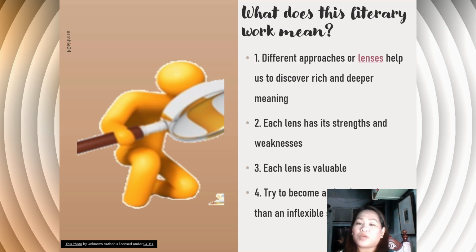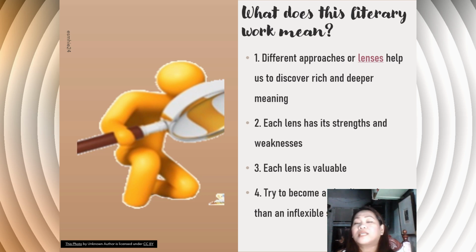It seems like we are using eyeglasses. That we need to use the eyeglasses for us to be able to read, okay, clearly the text. But here in literary criticism, we use the lenses by identifying the connection of the author, the text, and the reader's understanding of the text. Okay, so it has strengths and weaknesses.